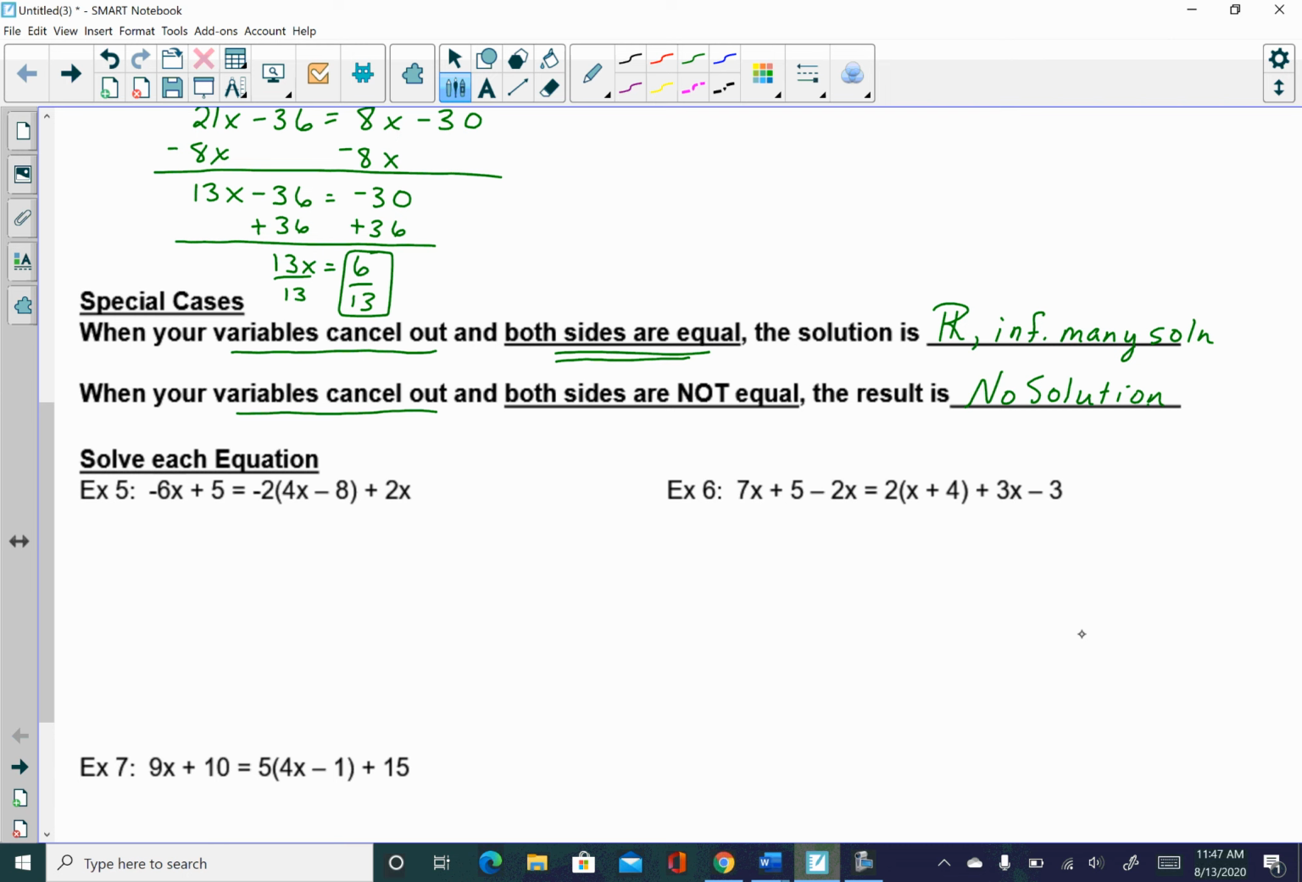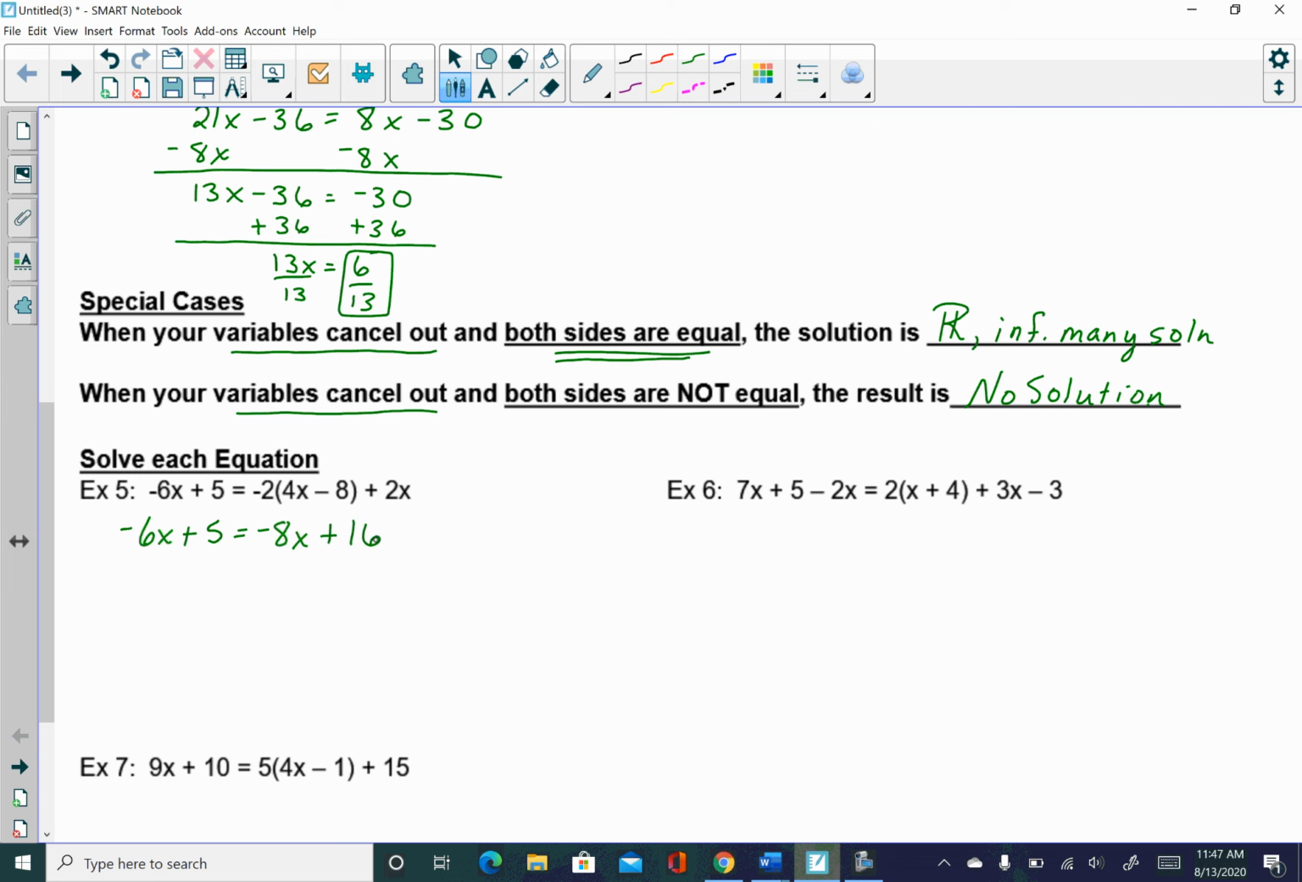So looking at example 5, the first thing I see on the right over here is that I have a negative 2 in front of a parenthesis, so that negative 2 needs to be distributed first. So I'm just going to bring down the left-hand side, negative 6x plus 5, and start distributing. So negative 2 times 4, negative 8x. Negative 2, this minus is the same thing as a negative. Let your multiplication here determine your signs. So negative 2 times negative 8 gives me a positive 16.